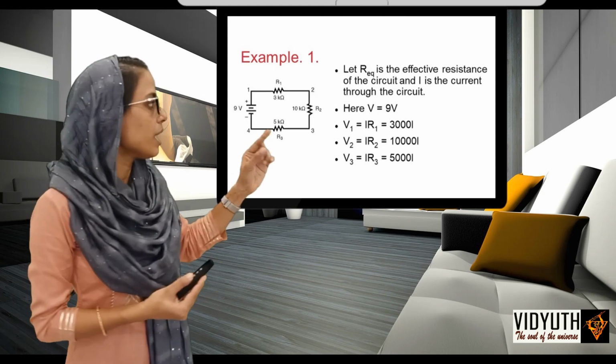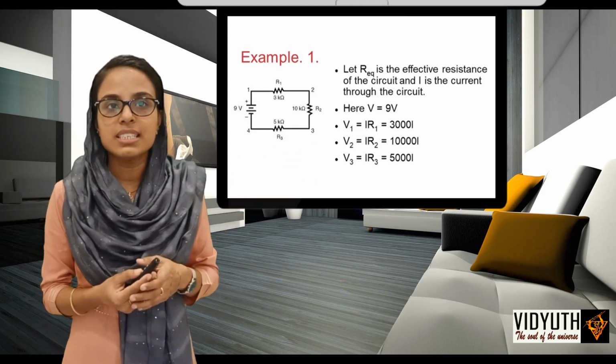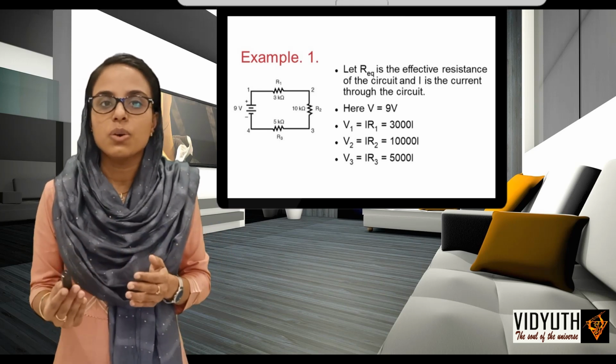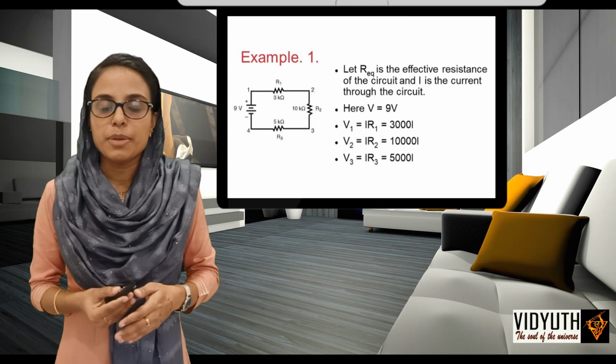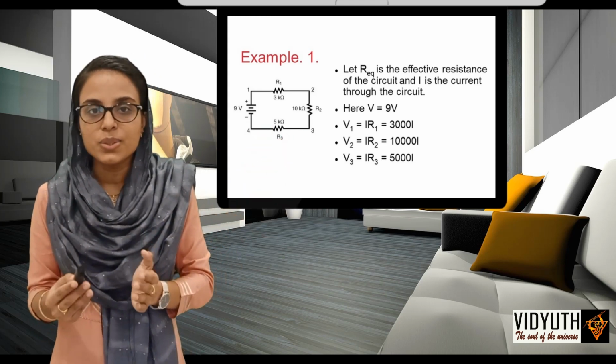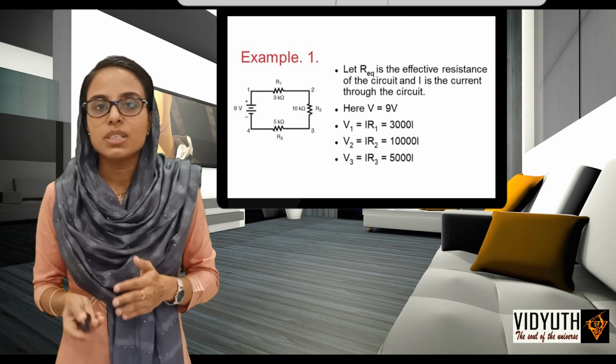V2 is equal to I into R2. What is R2 there? It is 10 kilo ohm, so 10,000 into I. V3 is equal to I into R3, that is 5,000 into I.